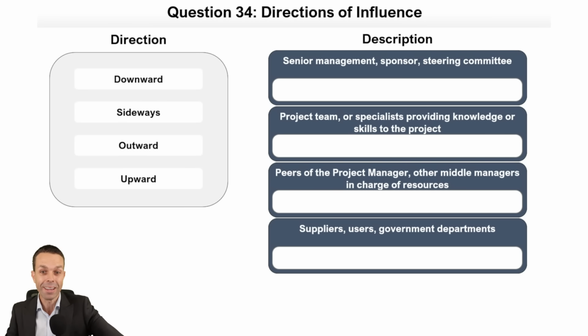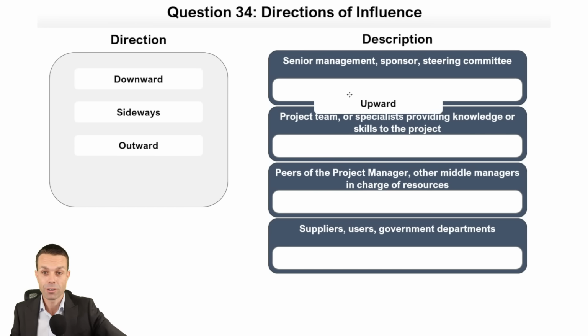Directions of influence. Do you remember this one? This is fairly straightforward. If it's senior management, a sponsor, or a steering committee, they are above where we are currently. The project team or specialists providing knowledge or skills to the project. Ooh, that's a tricky one. I wonder if that's sideways. That might be downwards, actually. People within the project, so that we are managing. So we're slightly above in the directions of influence anyway.